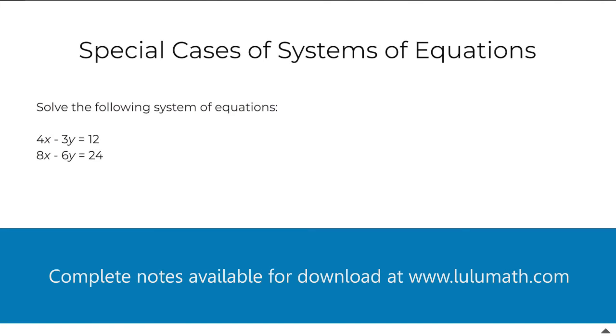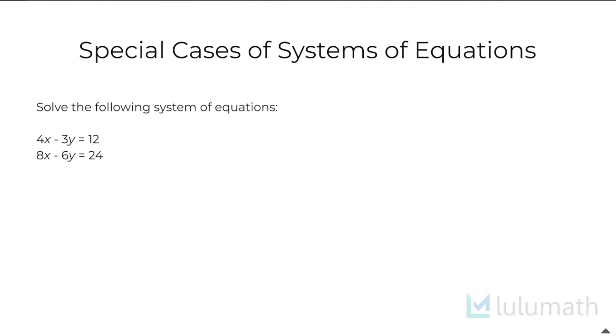This video is on special cases of systems of equations. So if you take a look, we have a system in front of us with our two equations. Our first equation is 4x minus 3y equals 12, and our second equation is 8x minus 6y equals 24. Now, I'm going to solve this using substitution to start off with, okay? Again, you have three methods to choose from.